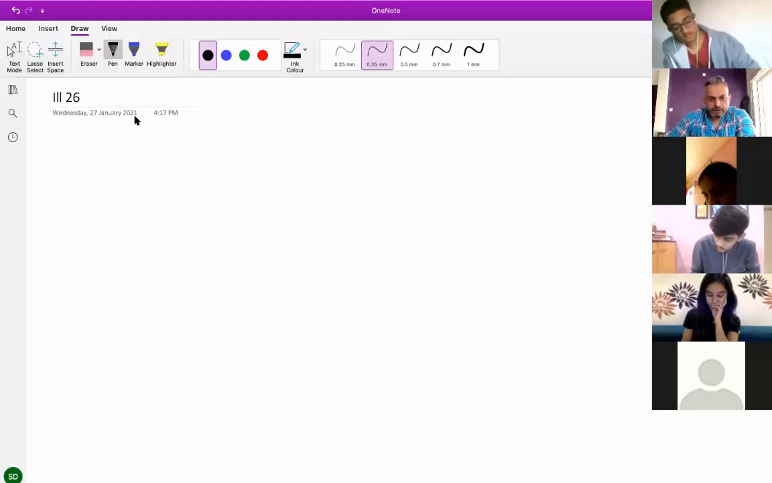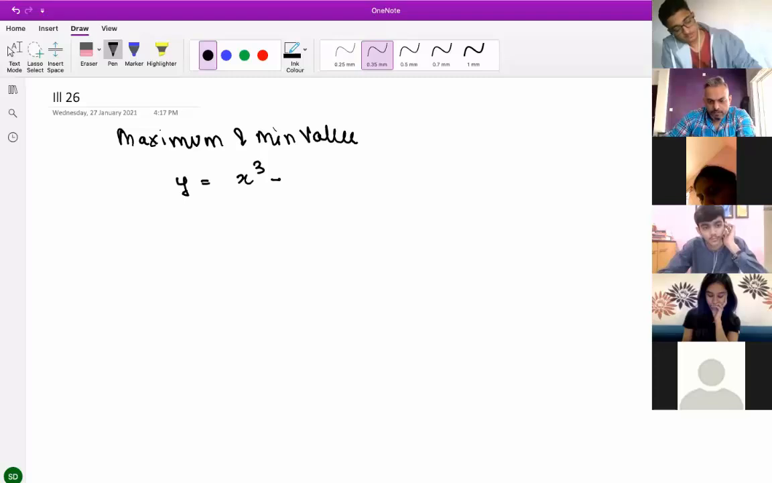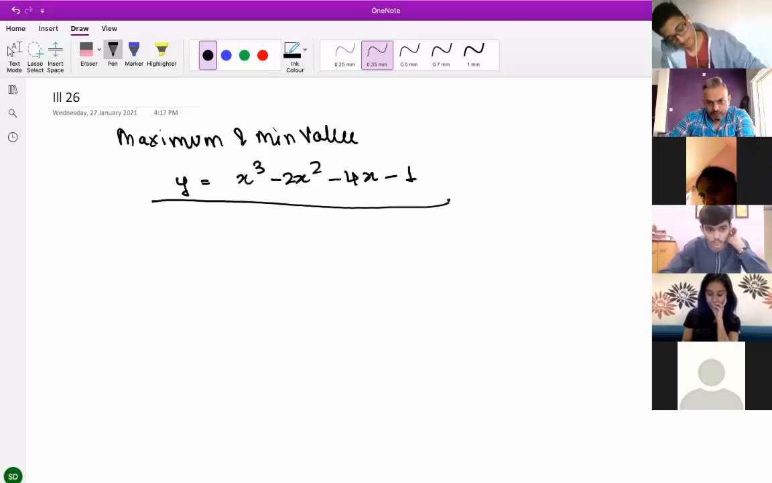Now, illustration 26, we have to find the maximum and minimum value for the function y is equal to x cube minus 2x square minus 4x minus 1. So this is our main equation out here.